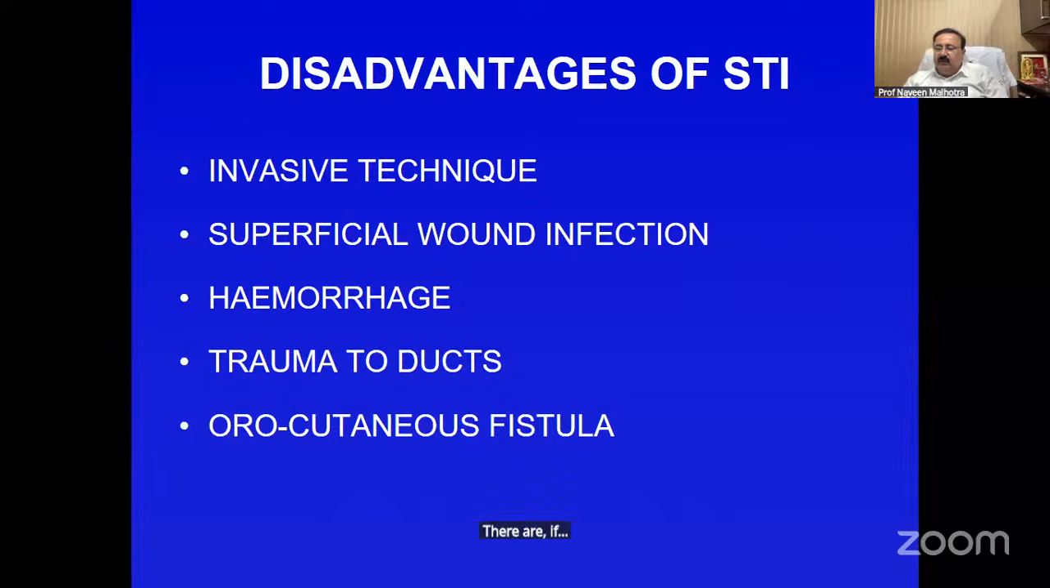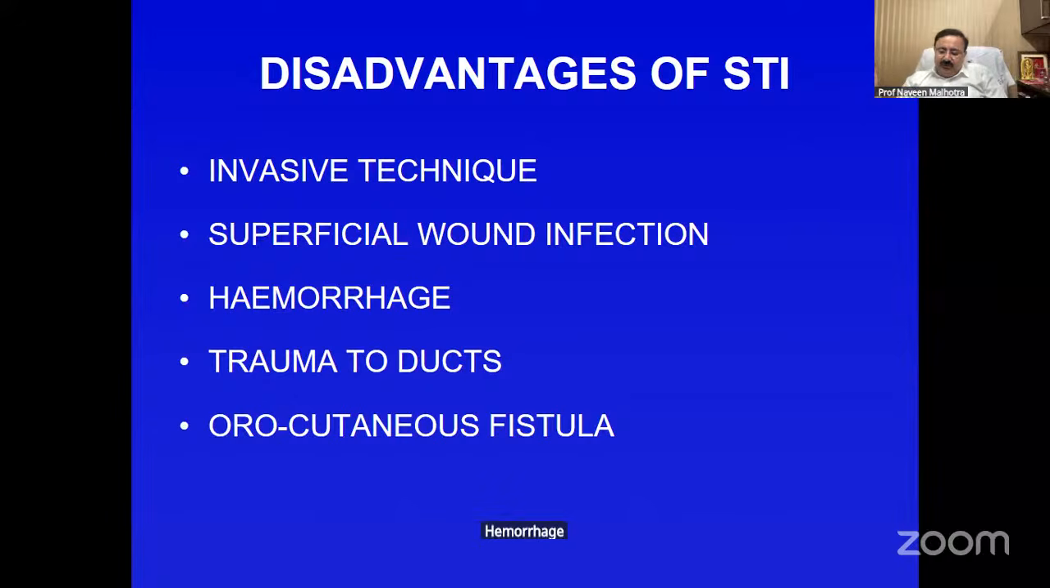If antibiotic cover and oral hygiene are not maintained, superficial wound infection can occur. Don't worry about that. They will definitely heal by secondary healing. No resuturing is required. You can simply give antibiotics and maintain oral hygiene with chlorhexidine mouthwashes.